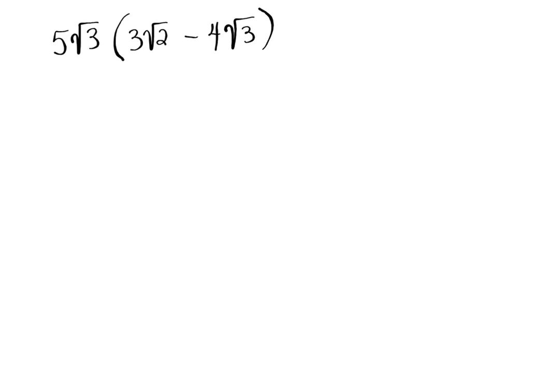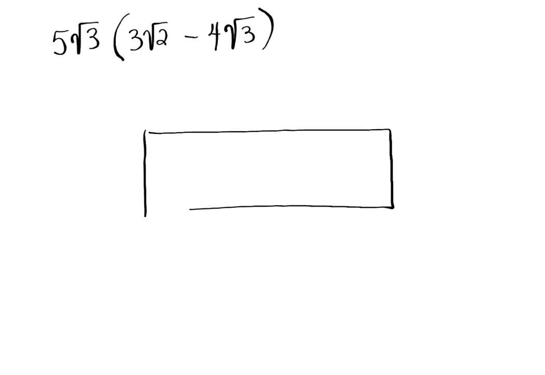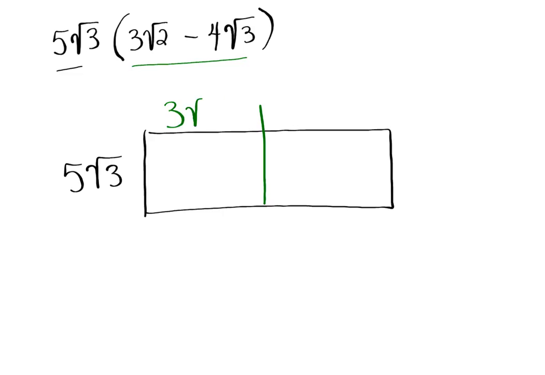Now I'm going to use the box method. All right, so here's my box. Okay, I have 2 terms right here, so that means I have to have a divider. I only have 1 term over here, so I don't need a divider. Then I have 3 square root of 2 here, and negative 4 square root of 3 here.